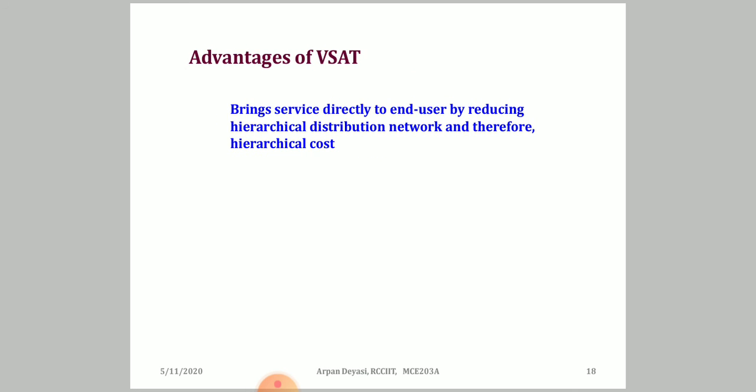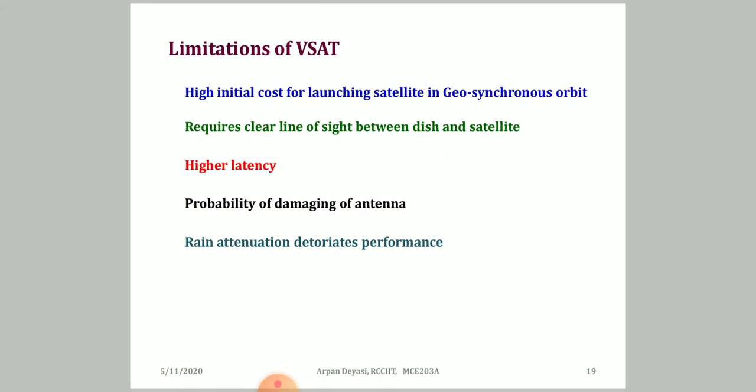And the advantage it brings severally directly to the end user by reducing the hierarchical distribution network. That means it reduces the hierarchical cost. So that's the advantage, but it has some limitations. What are those limitations? A high initial cost for launching. Naturally, in geosynchronous orbit you require it. If you have the geosynchronous orbit, then this is not a limitation. But if you have to place or allocate a dedicated geosynchronous orbit, that cost will be incorporated and at that time it will be much higher.